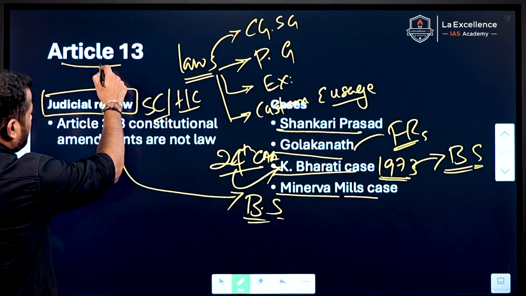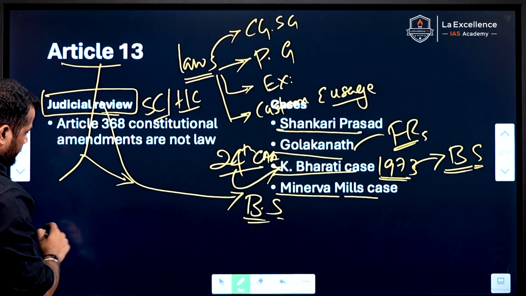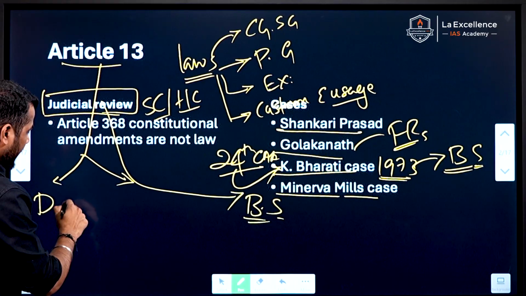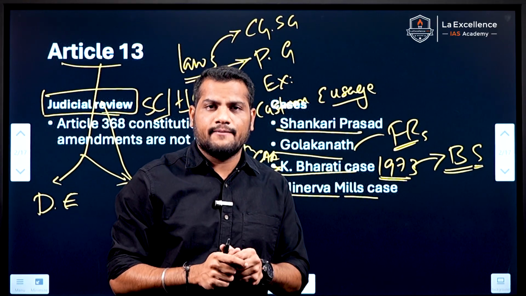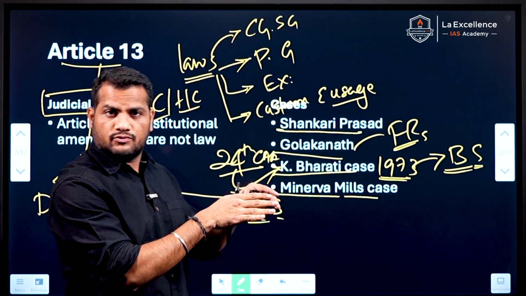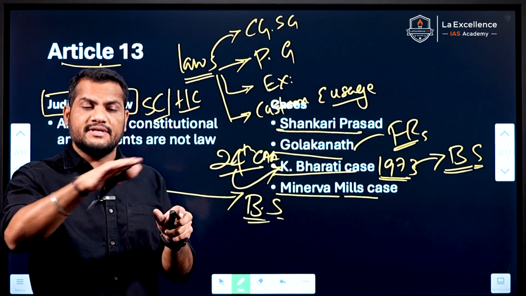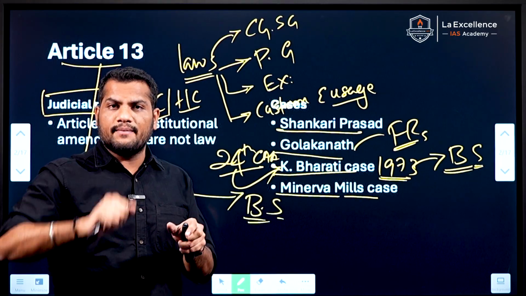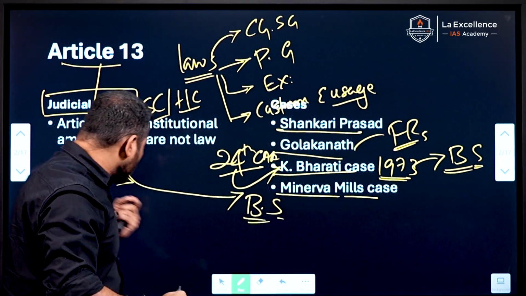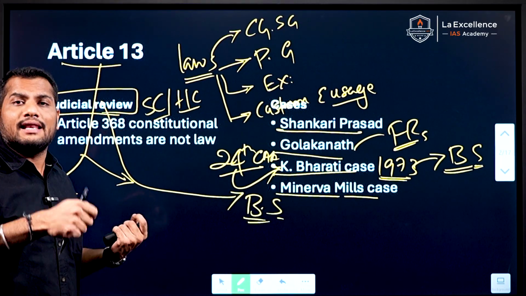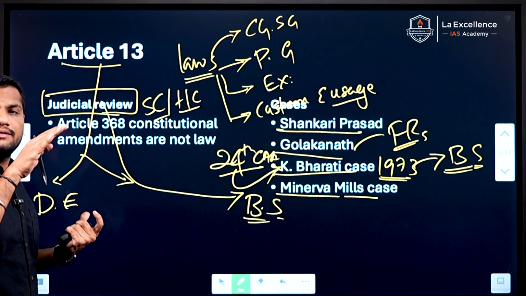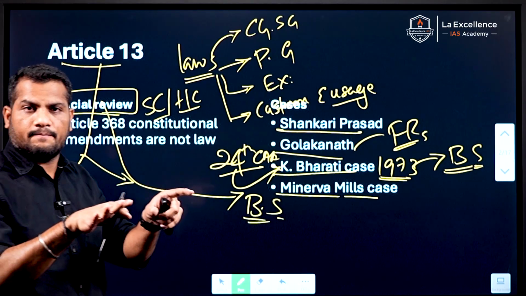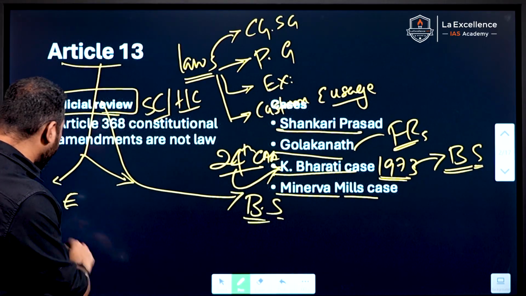And this Article 13 also gives two concepts. One is the doctrine of eclipse. This doctrine simply says that any pre-constitutional laws which are violating the fundamental rights, means which are not consistent with the fundamental rights, should not be declared null and void permanently, but these laws can be suspended for a temporary period. This is called the doctrine of eclipse.